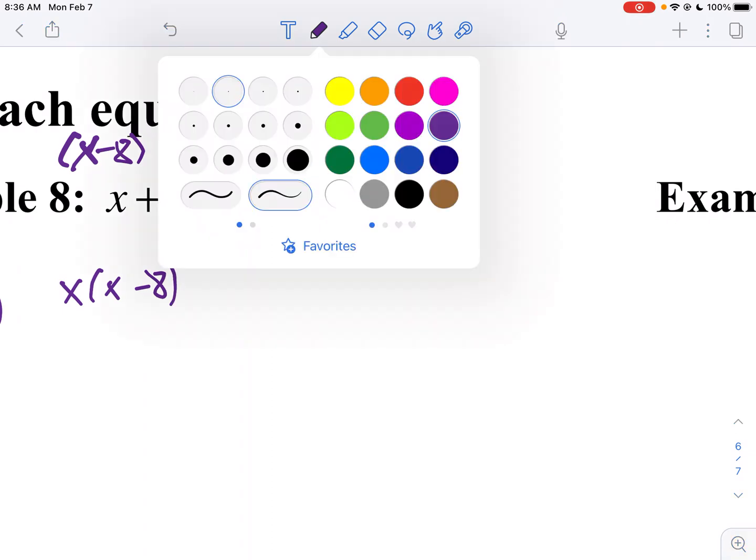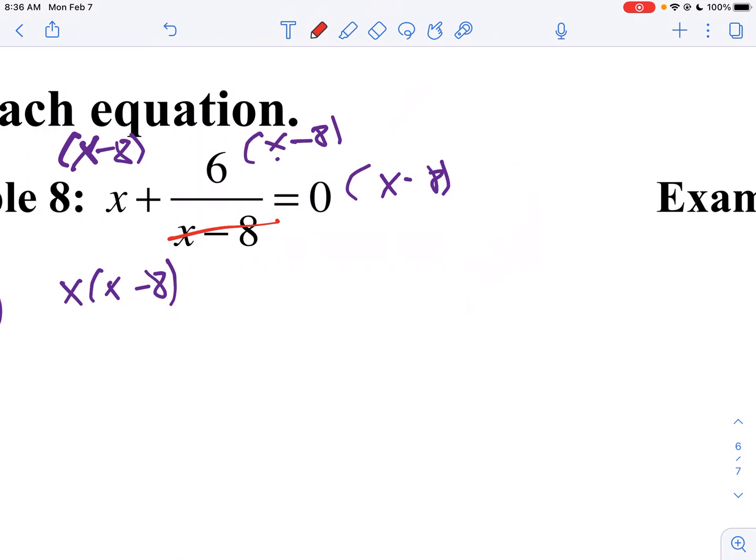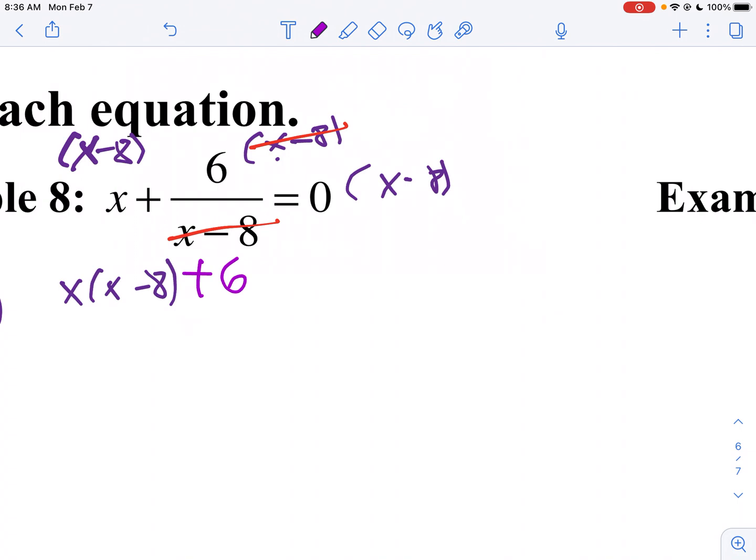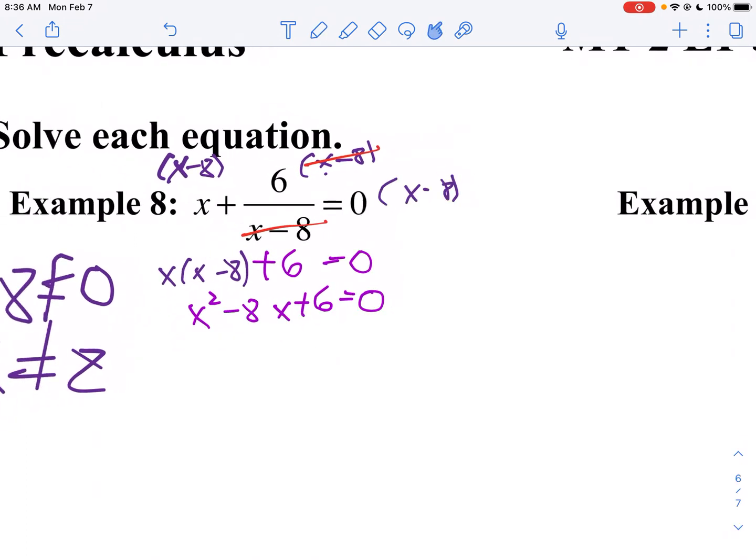Notice on my second term, my x minus 8s reduce out, so I get plus 6 equals 0. So in other words, I get x squared minus 8x plus 6 equals 0. Now to solve that, I don't think I can find two numbers that multiply to 6 and add to 8, can I? Because it's just 1 and 6, which would be 7, and then 2 and 3 would be 5. So I'm going to use the quadratic formula.